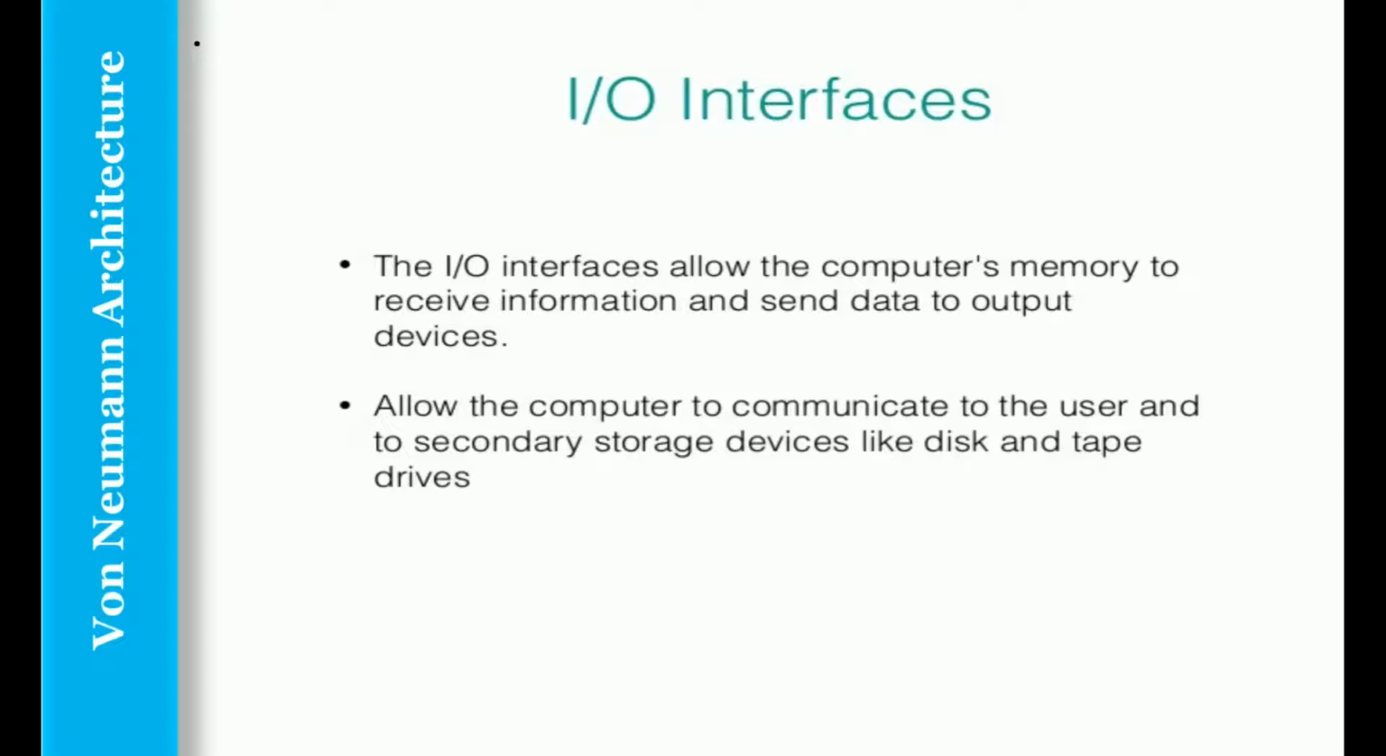So here the I/O interface allows the computer's memory to receive the information and send data to the output device. Simple. It also allows the computer to communicate with the user and with secondary storage devices like disk and tape drives. User means any person who is using the computer. You are also a user, I am also a user. Anyone can be a user.